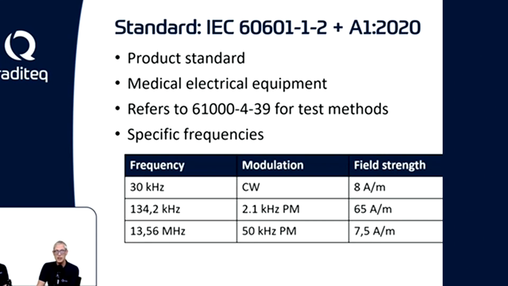However, in this product standard, it's specified that only 3 specific spot frequencies should be tested. Only 30 kHz, 134.2 kHz, and 13.56 MHz should be tested, with different modulations and different field strengths than those specified in the 61000-4-39. But only these 3 frequencies should be done. There is no need to do a complete sweep over the frequency range. However, that's still, of course, possible to do, but the standard doesn't require it.